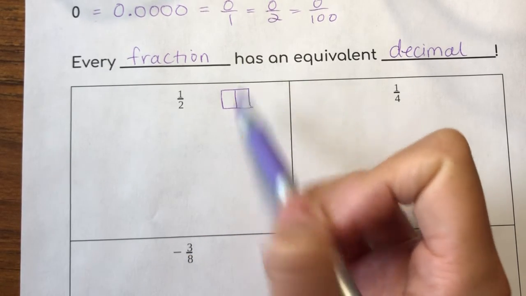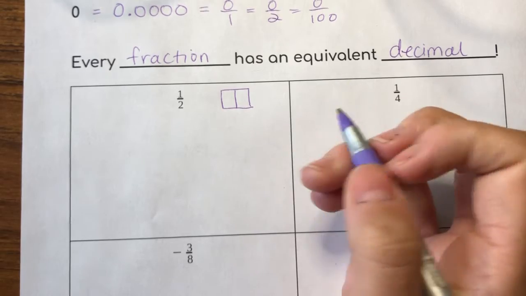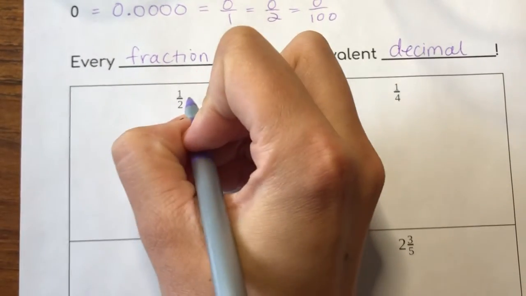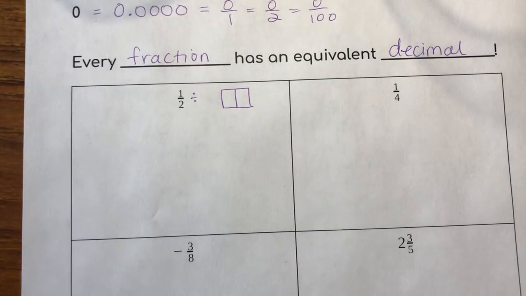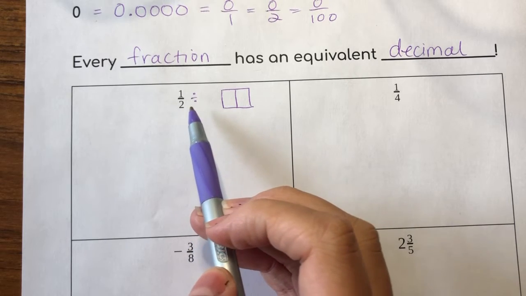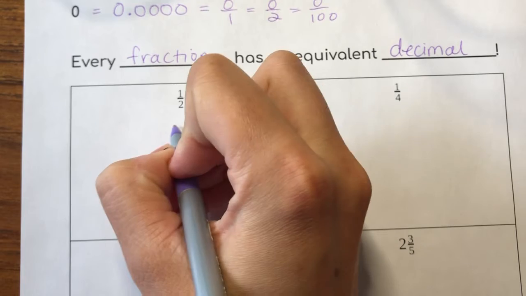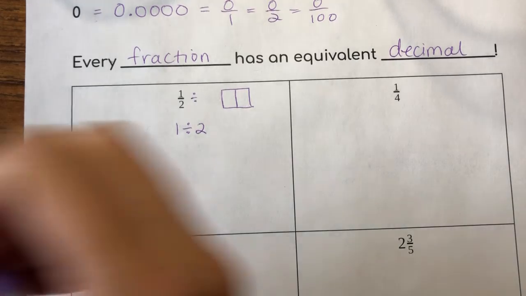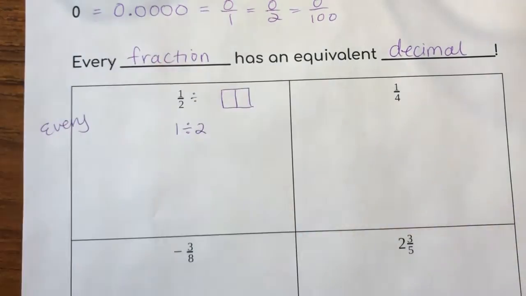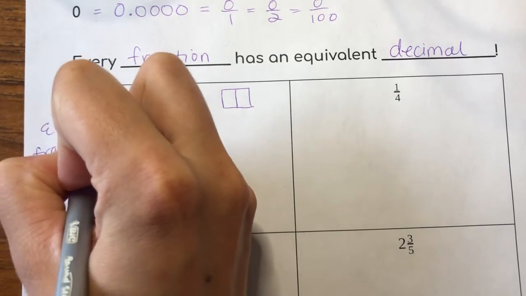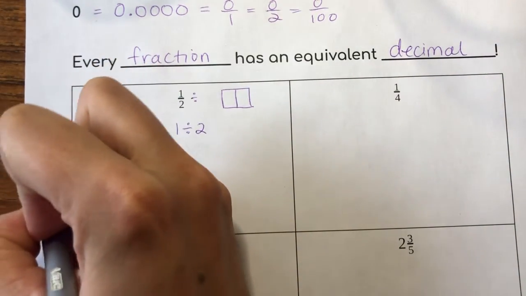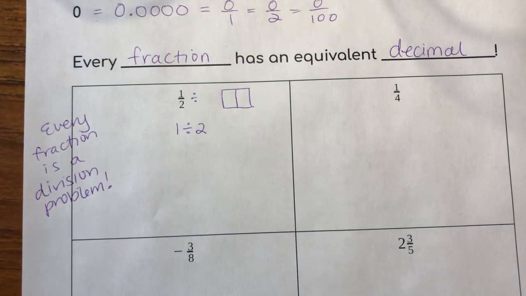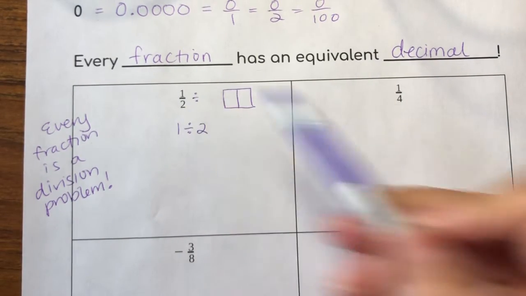Another way that we can say cut into two or fold into two equal pieces is divide, right? When we divide things into equal parts, that's what we're doing. So really what we're doing is we're taking one thing and we're dividing it into two pieces. So a half is really a division problem. And every fraction is a division problem, secretly. It's always the top divided by the bottom number.